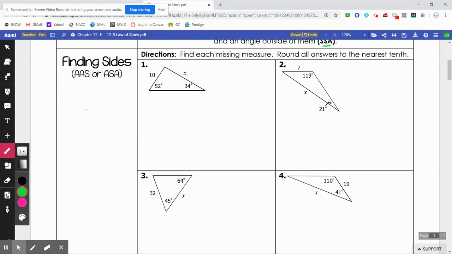Okay, first problem, let's actually try these now. Find each missing measure, round all answers to the nearest tenth. So the first thing is we've got to set this proportion up. Look, there are no A's, B's, and C's, and it doesn't really matter, because the law of sines states that the sine of an angle over the side across from it, so it'd be the sine of 34 over 10, will equal the sine of an angle over the side across from it. So you have a very simple proportion to solve.